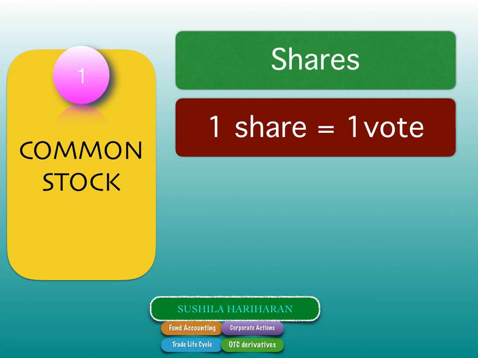So where are you going to vote? You're going to vote at the annual general meeting, which takes place once a year to finalize the profits and losses, books of accounts of the company, or you can also vote at any extraordinary general meeting. These are some important terms that we come across when you talk about corporate actions with respect to voting rights and stuff like that.